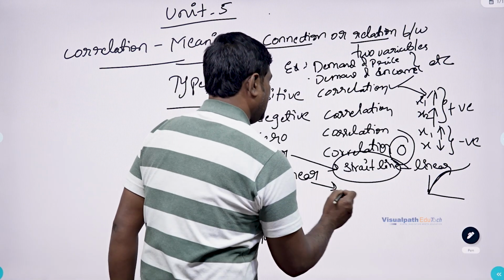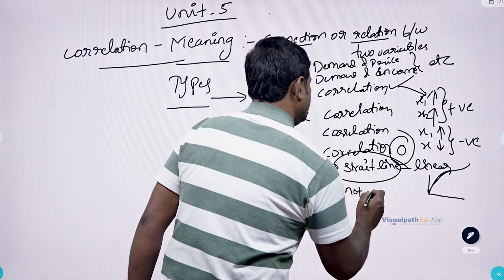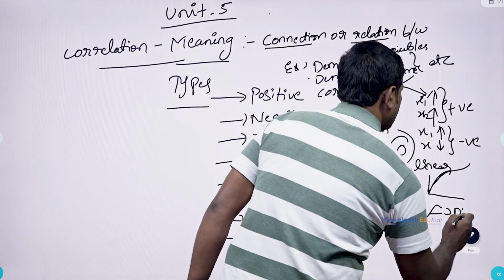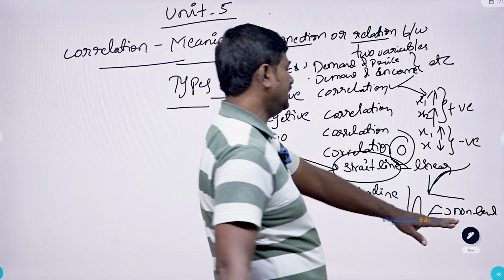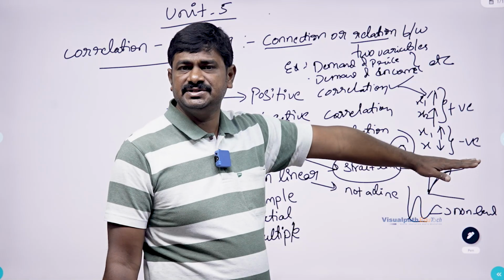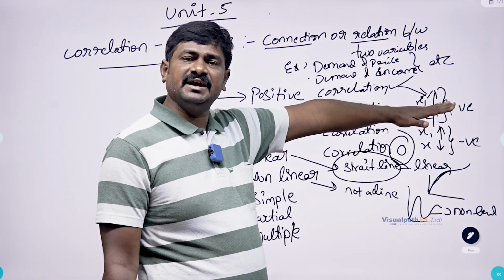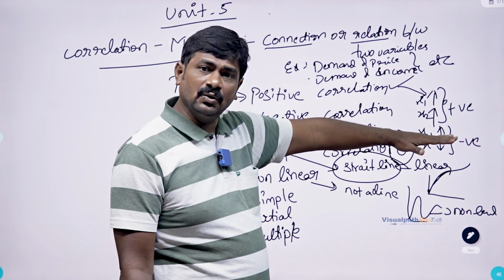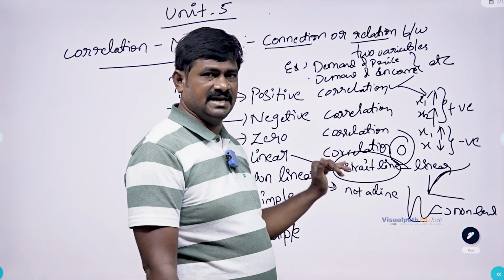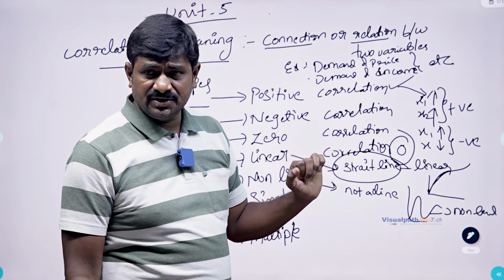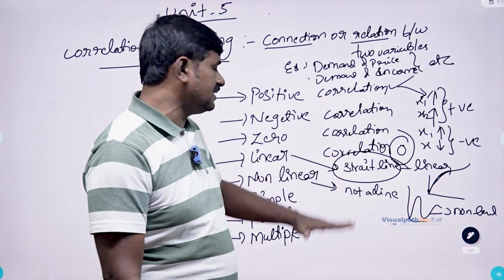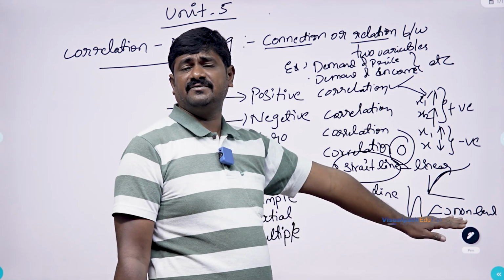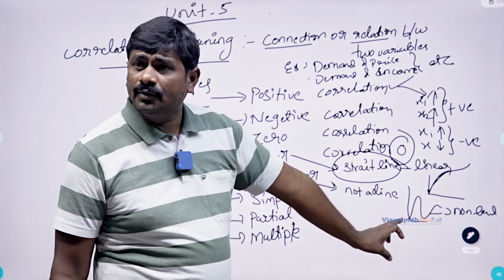Non-linear means the line will not be a straight line, it will be curved in nature. That is non-linear correlation. So here all these different variables have relationships with each other. A positive relationship is a positive correlation. A negative, inverse relationship is a negative correlation. No relationship between the variables is a zero correlation. If the relationship forms a straight line, that is linear correlation, but if it makes a curved line between the variables, that is non-linear correlation.